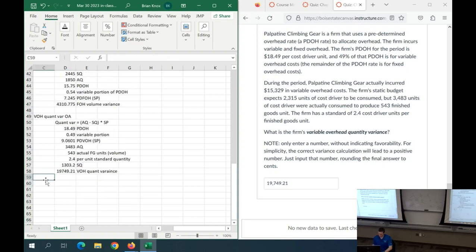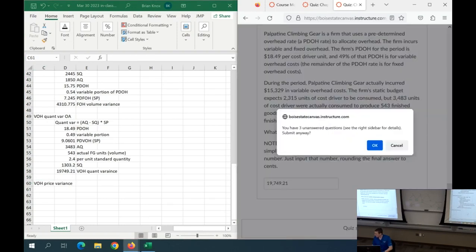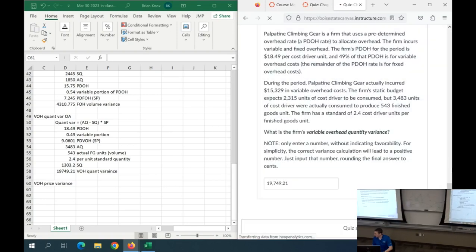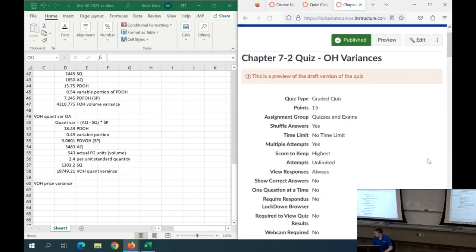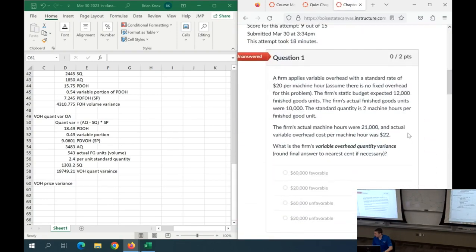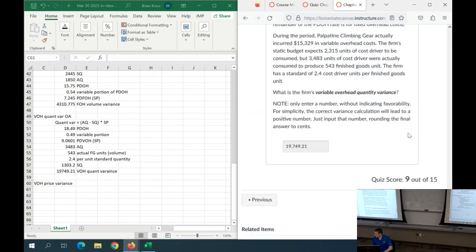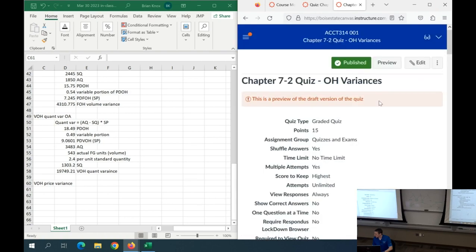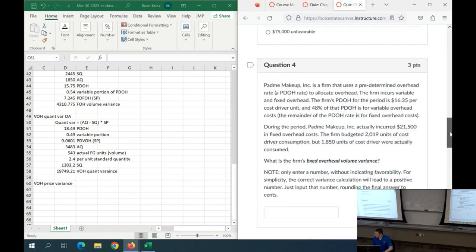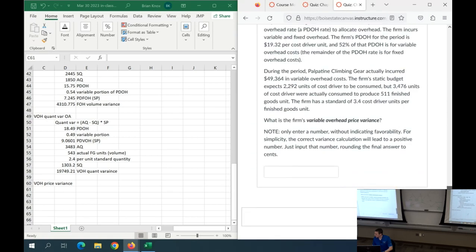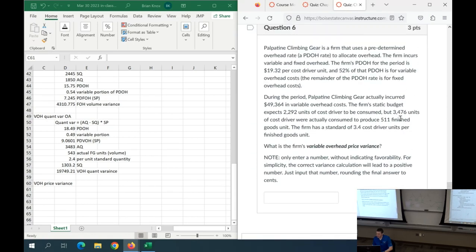Okay, let's get one more. We wanted one of each, right? VOH price variance. We'll figure out what kind of question we can do. First, let's check to make sure. We should have 3 questions right here. Good. 9 out of 15 for the 3 questions that we answered. Let's try again, see if we can get an open answer price one. Yep. Variable overhead price variance.